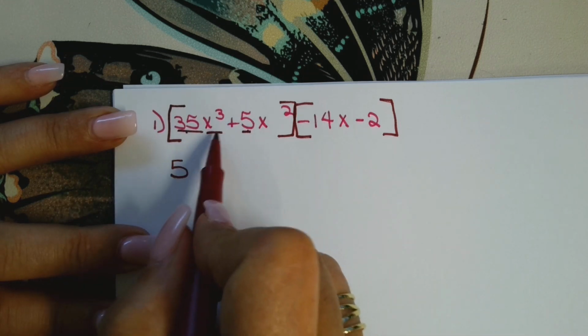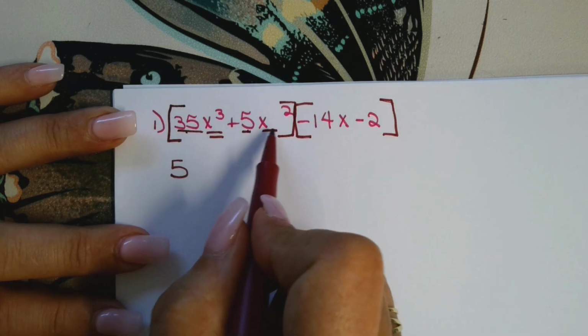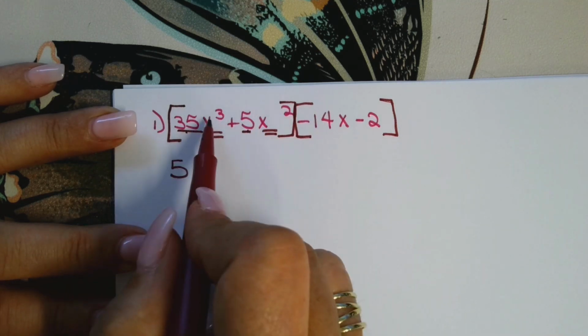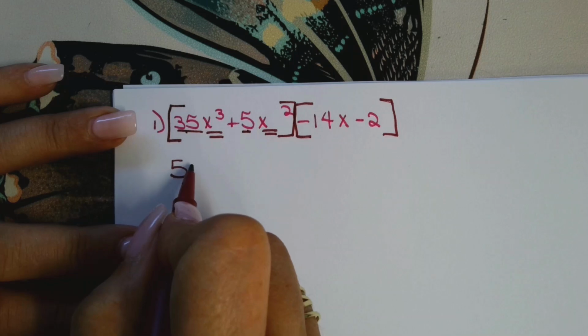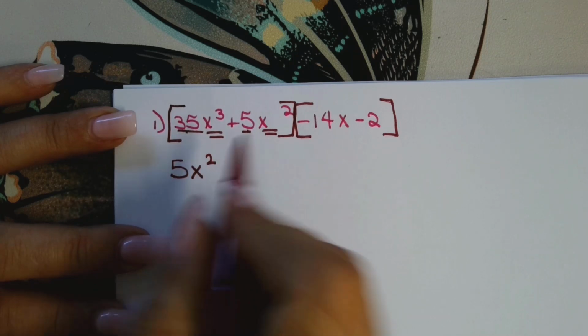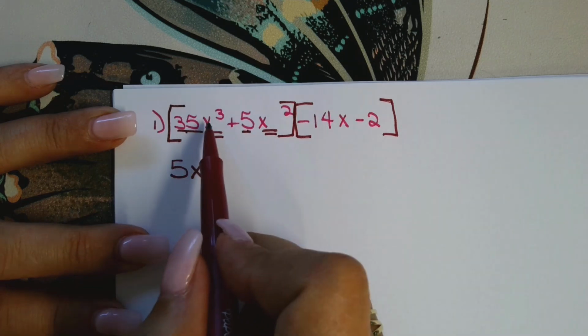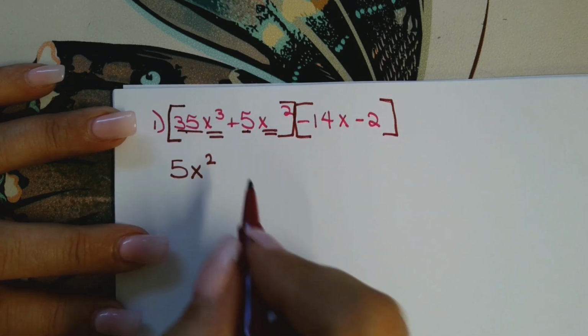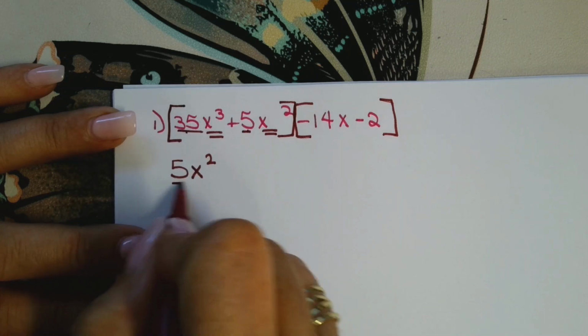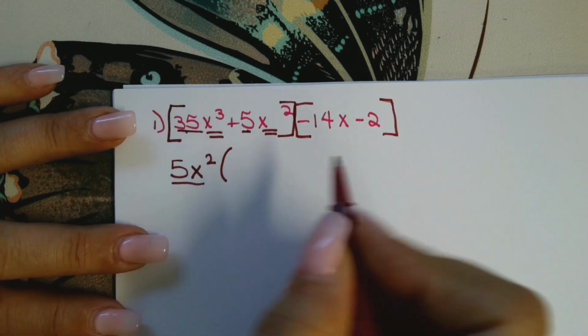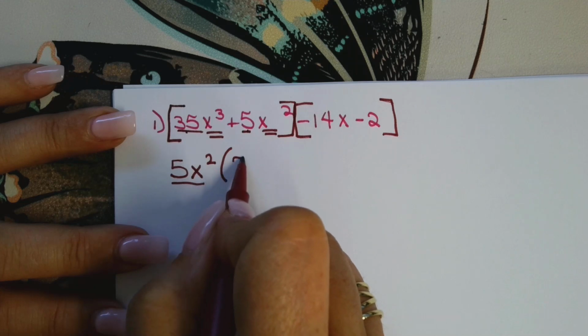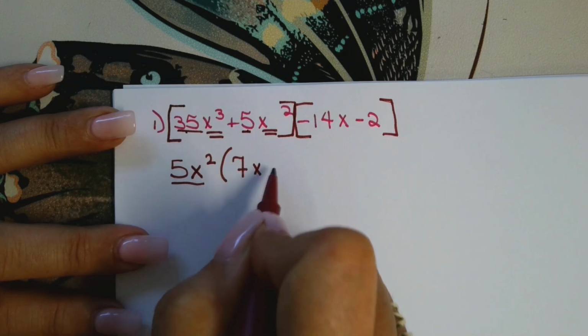And then for my variables, I have x to the third and x squared. The one that I can pull out of both is x squared, because I can take x squared out of x squared and get 1, and I can take x squared out of x to the third and get x. So this is the greatest common factor, and then we are going to pull that out, and we're going to be left with 7x plus 1.